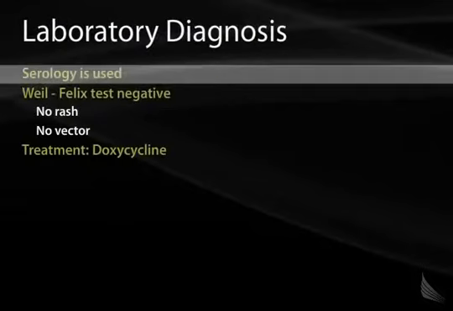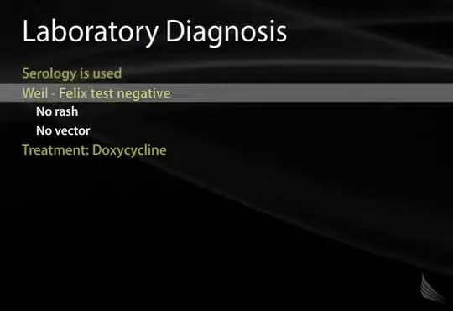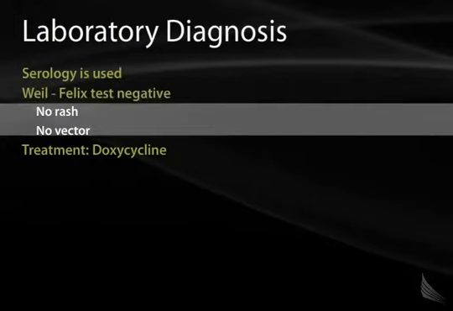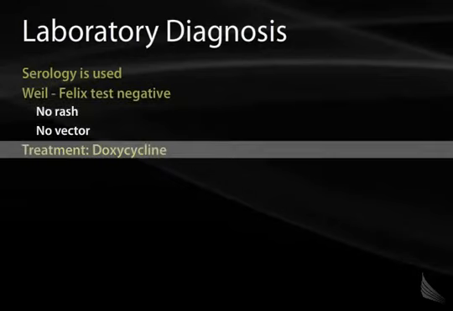Diagnosis of Q fever is through serology. Its Weil-Felix test is negative. There's no rash and there's no vector, which is how Coxiella is different. The treatment for this disease, however, is the same. You'll want to use doxycycline.